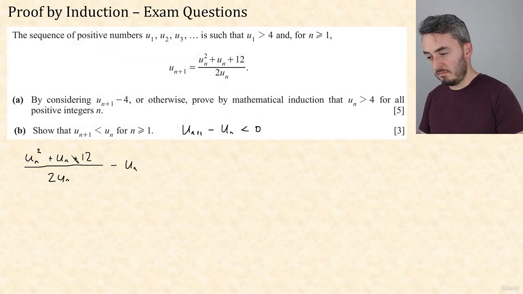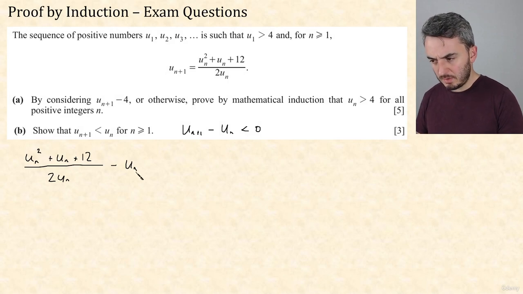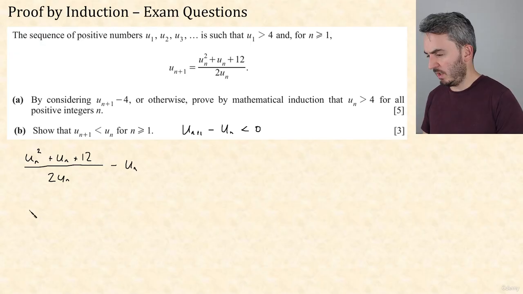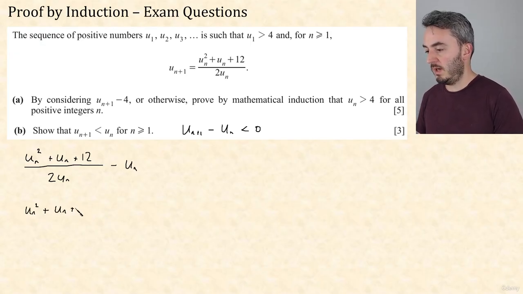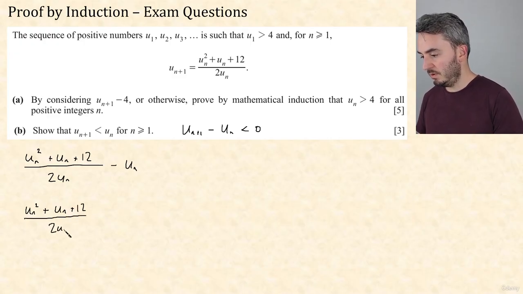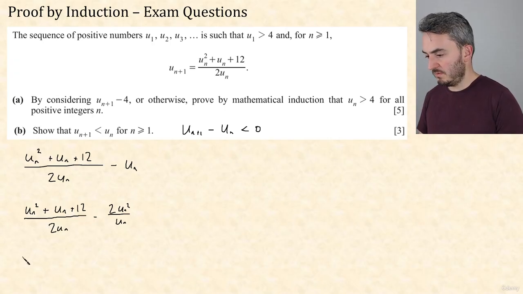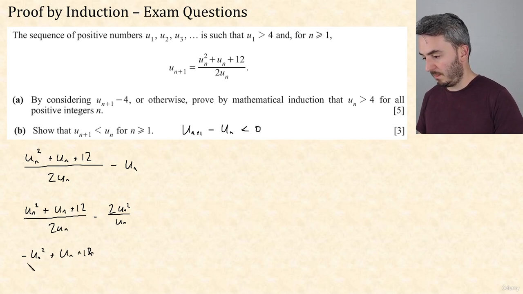So let's just subtract un. Okay, let's combine this by giving this a common denominator, and let's call that 2un squared over un. And I'm going to rush this because it'd be easy to mess this up. So un squared plus un plus 12, and then over 2un, and then let's call that minus 2un squared over un. So what does that give us? It gives us minus un squared plus un plus 12 over 2un. Does that factorize?